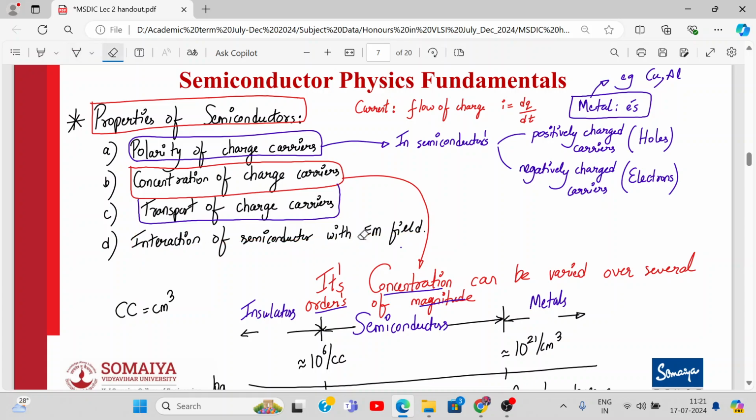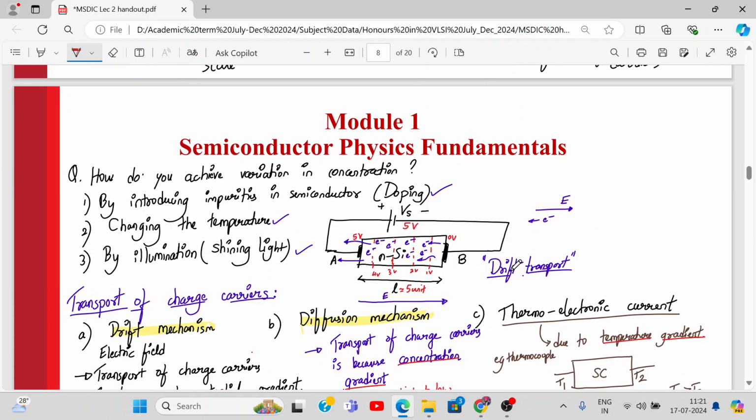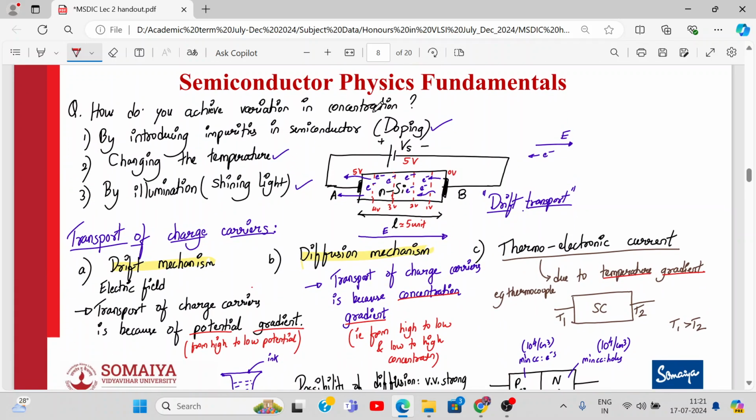Yes or no? So we have seen about the polarity of charge carriers. Semiconductor have two polarities of charge carriers, positively charged and negatively charged, in terms of holes and electrons. Then the concentration of charge carriers in semiconductor can be varied over several orders of magnitude, as we have seen over here. Then how do you achieve a variation in concentration? By doping, changing temperature, or by shining light.